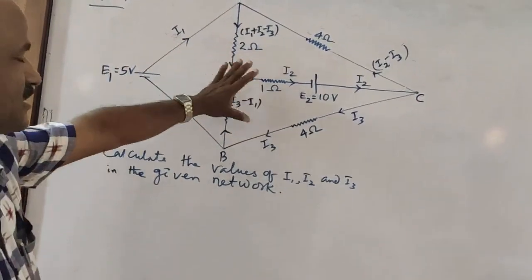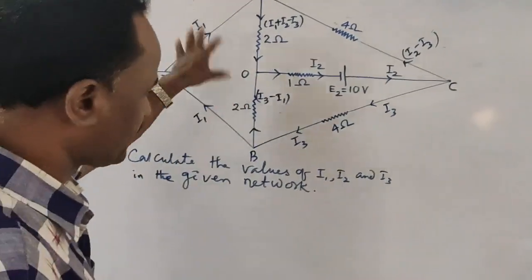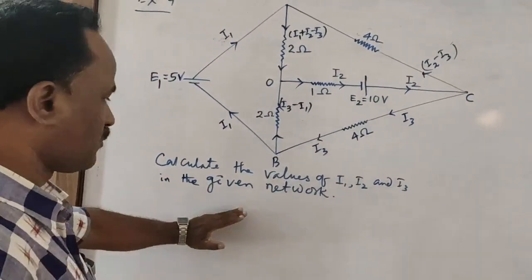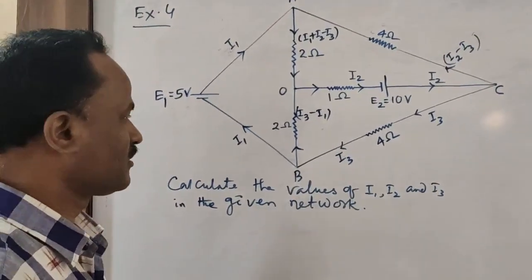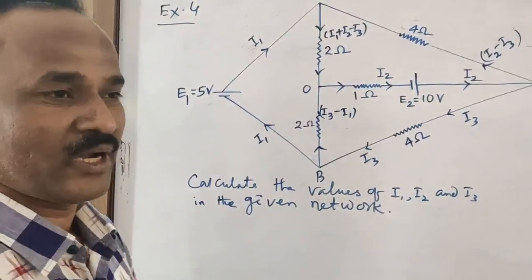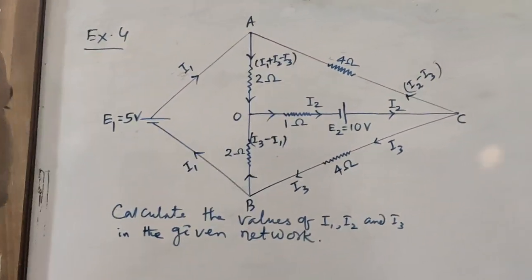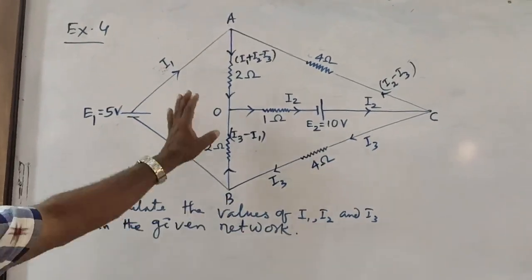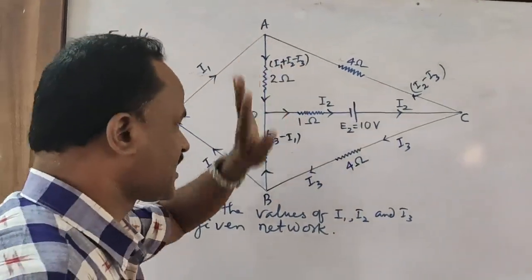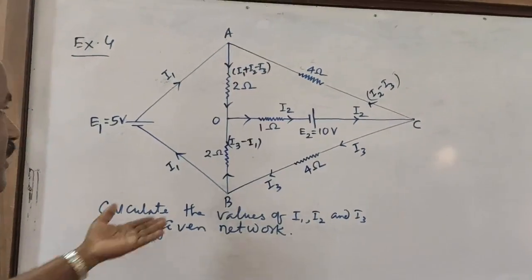Different branches have currents flowing, and this is given already. The only question asked is to calculate the currents I1, I2 and I3. If the current distribution is not initially given, it is very simple to distribute the current according to the KCL rule.